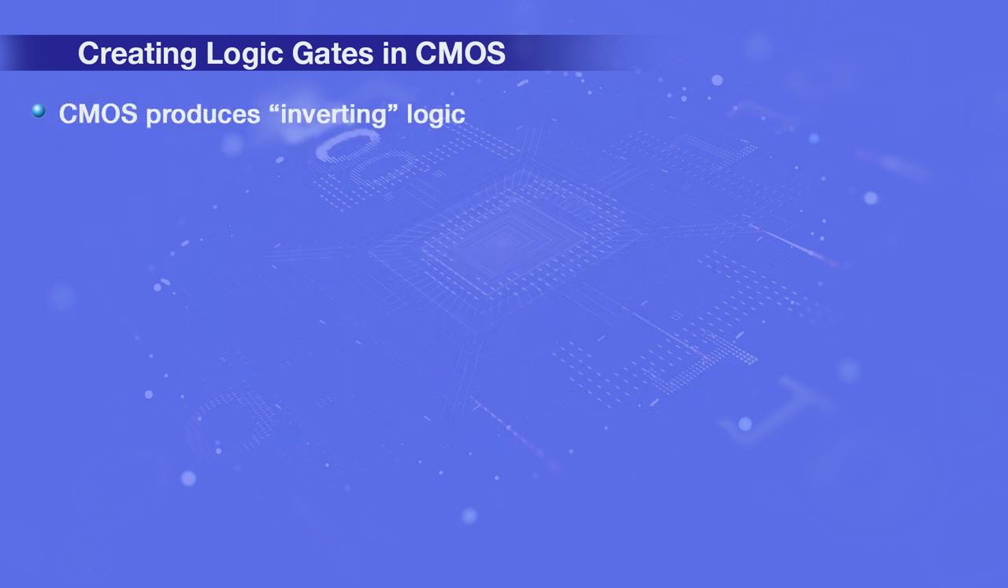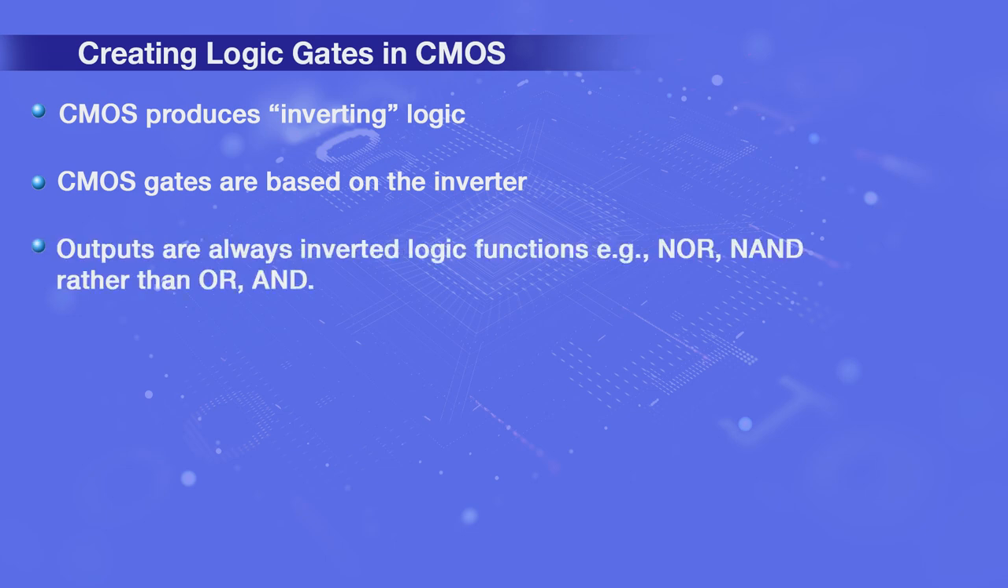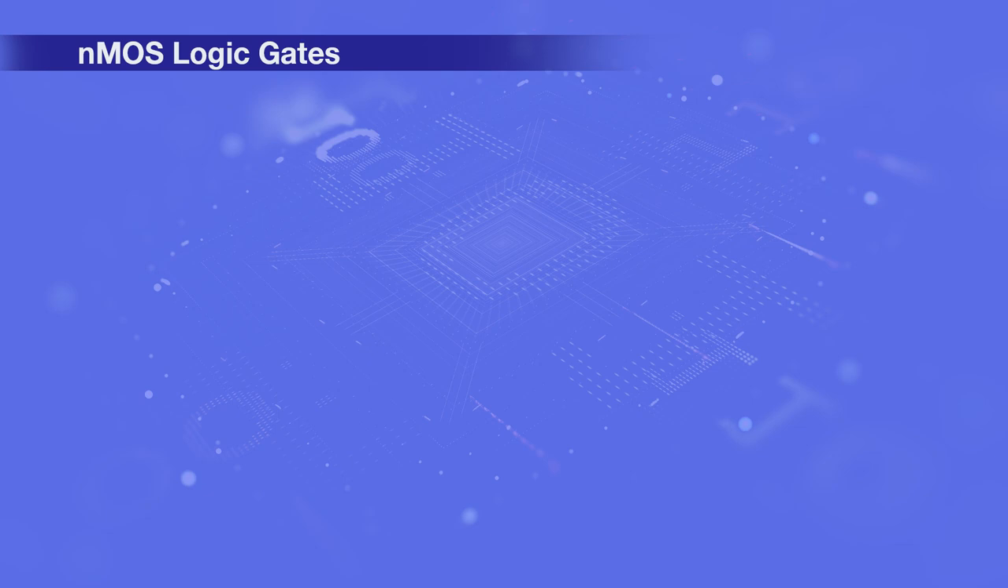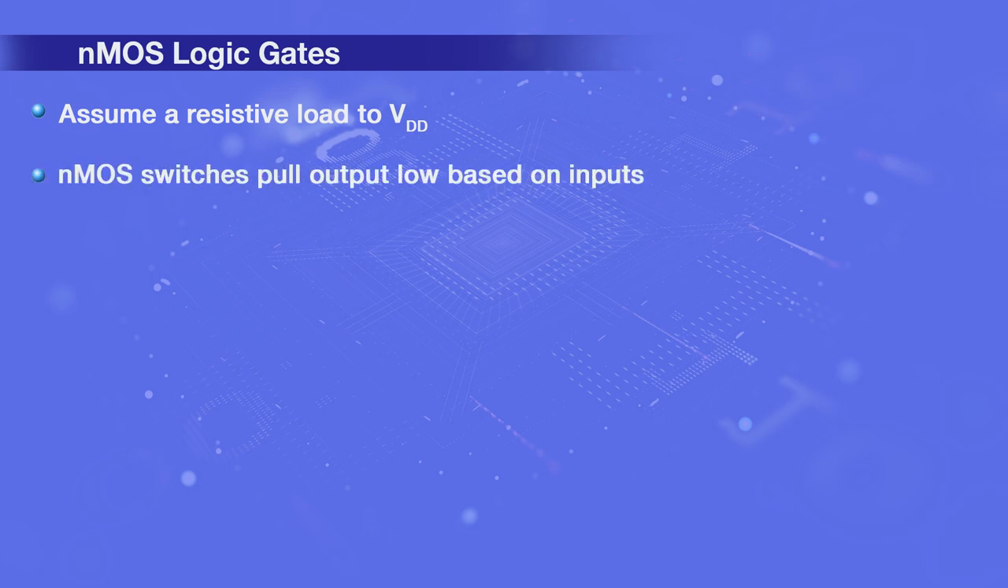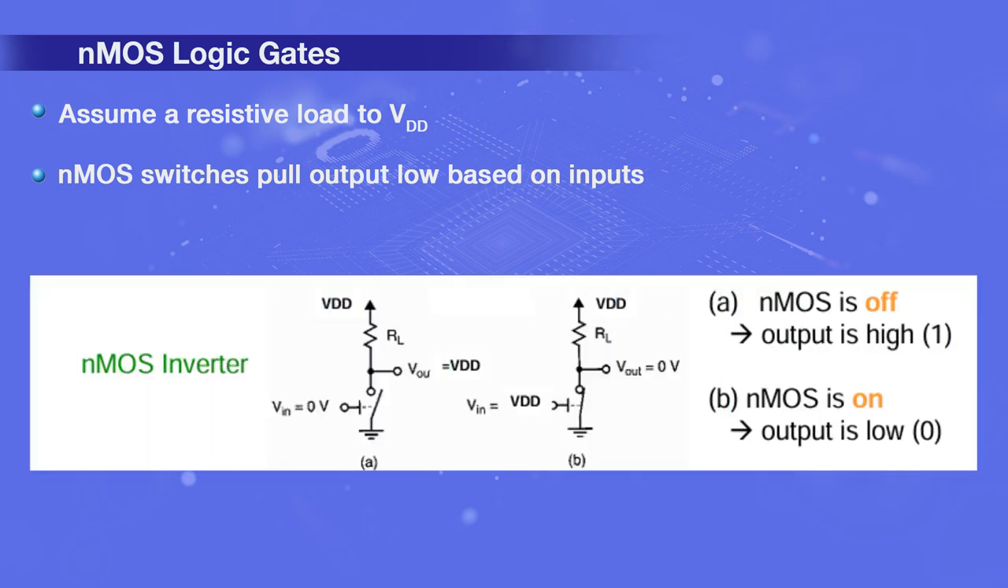CMOS produces inverting logic, that is, CMOS gates are based on the inverter, and outputs are always inverted logic functions, that is, NOR, NAND, rather than OR or AND. So here is an NMOS logic gate. Assume a resistive load to VDD and an NMOS switch pulls the output load based on the input. So if the input is logic 0, the NMOS will act as an open switch, and if it is logic 1, it will act as a closed switch.